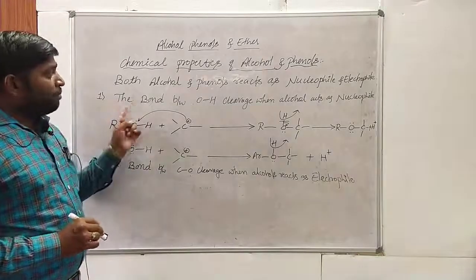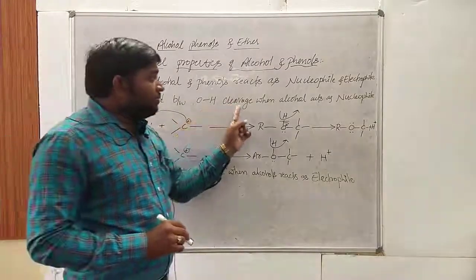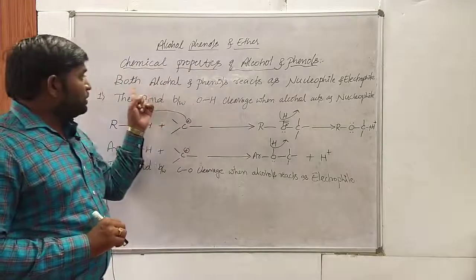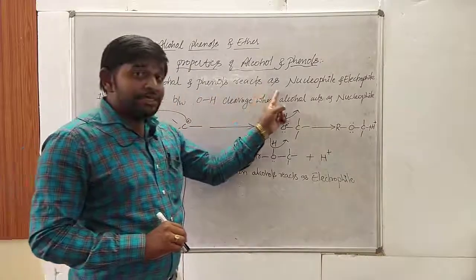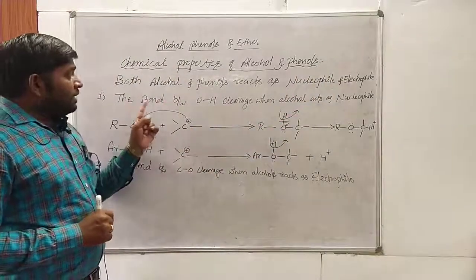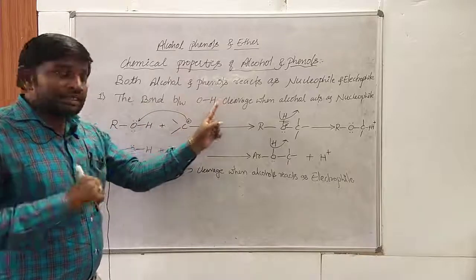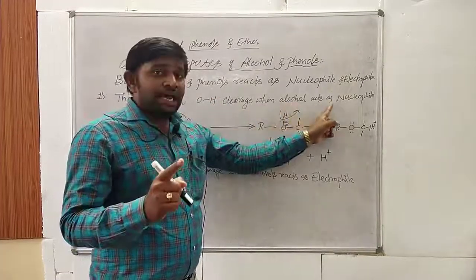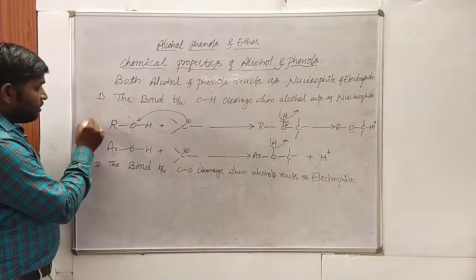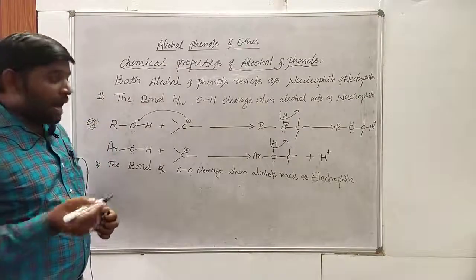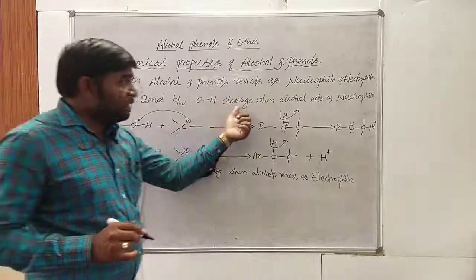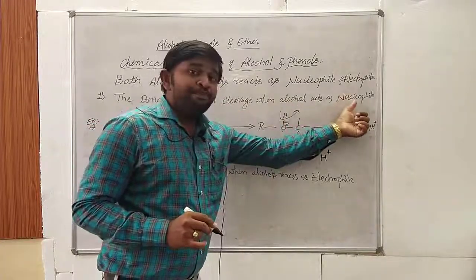Whenever the bond between O and H is cleaved, the alcohol acts as a nucleophile. I already told you that both alcohols and phenols react as nucleophiles and sometimes as electrophiles. Here I have taken one example for the cleavage of the OH bond. At that time, the alcohol acts as what? When the OH bond is going to be cleaved, the alcohol acts as a nucleophile.